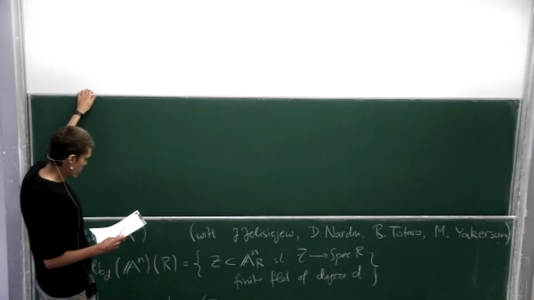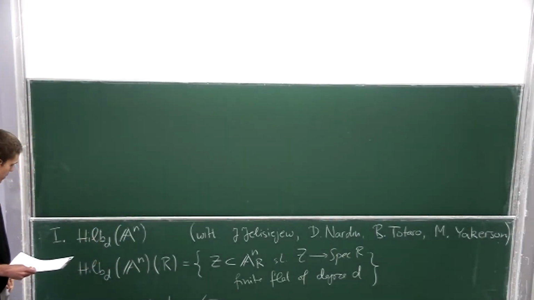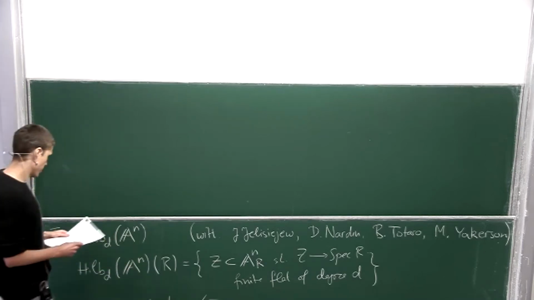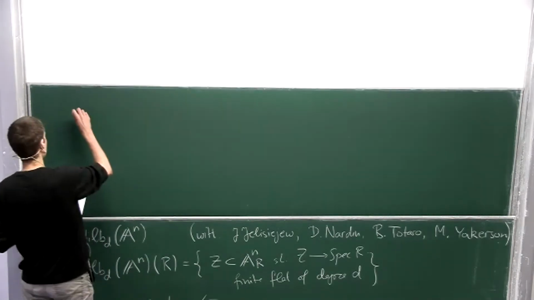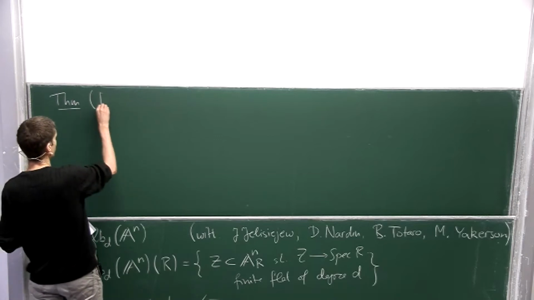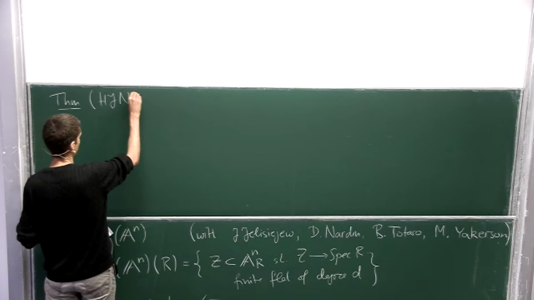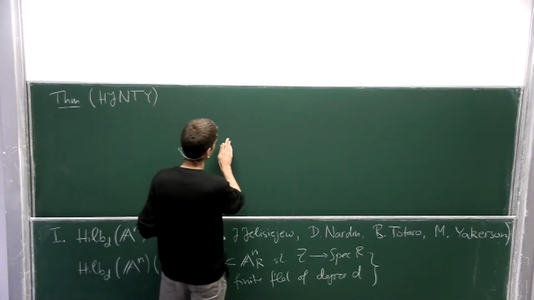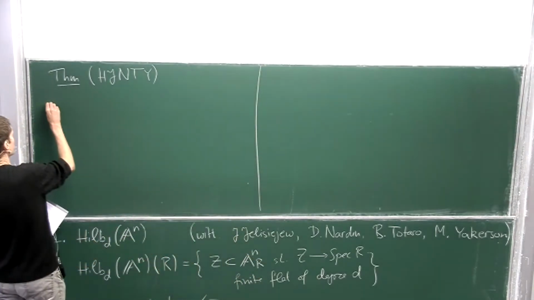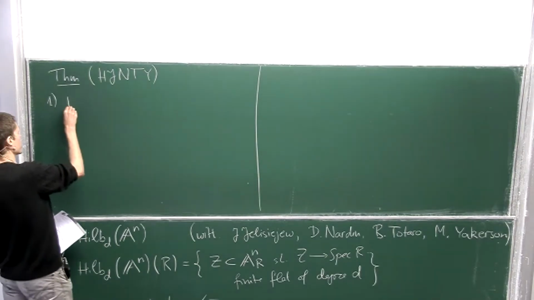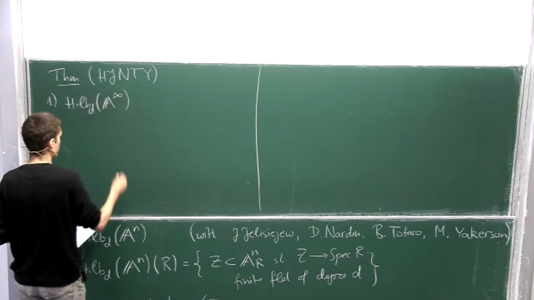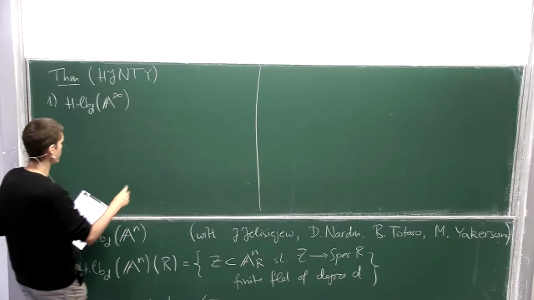But what we notice is that if you let this N go towards infinity, then you can actually say something about the motive of this and more general things. So the first part is the limiting case. You look at the Hilbert scheme of points in A infinity.